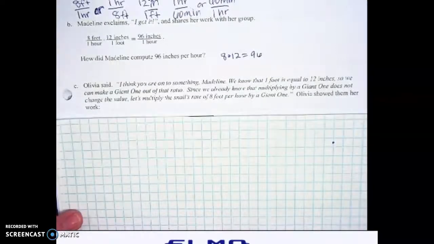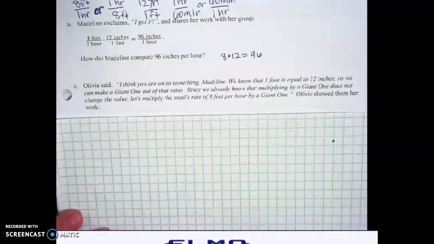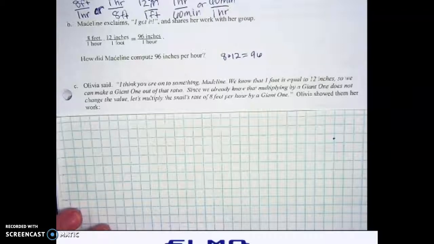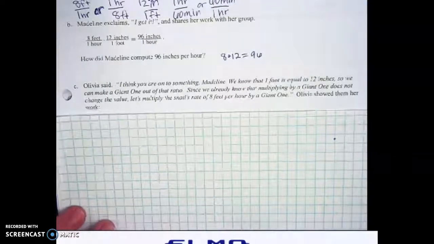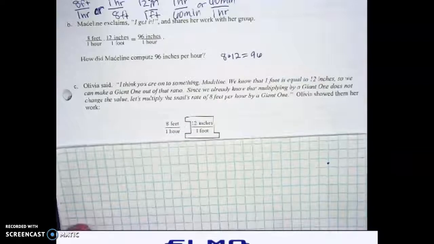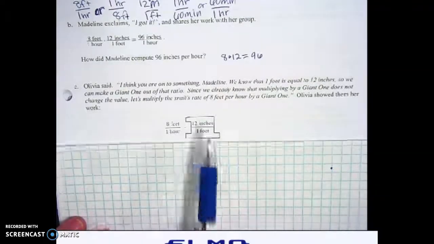All right, bless you. Olivia says, I think you are onto something, Madeline. Like, she's got a good start, right? Okay. We know that 1 foot is equal to 12 inches. So we can make a giant 1 out of that ratio. Since we already know that multiplying by a giant 1 does not change the value, let's multiply the snail's rate of 8 feet per hour by a giant 1. Olivia shows her the work. 8 feet to 1 hour, 12 inches to 1 foot. That makes a giant 1.